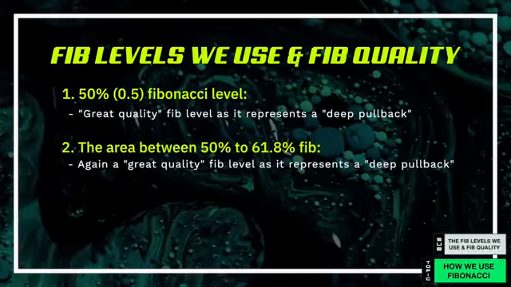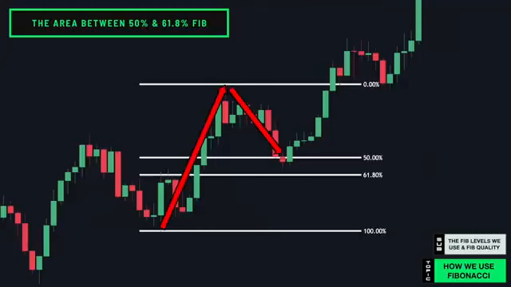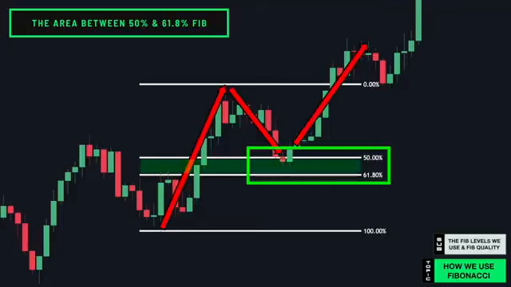Second, the area between 50% fib and 61.8% fib. This is again a great quality fib area as it represents a deep pullback during a moving trend.